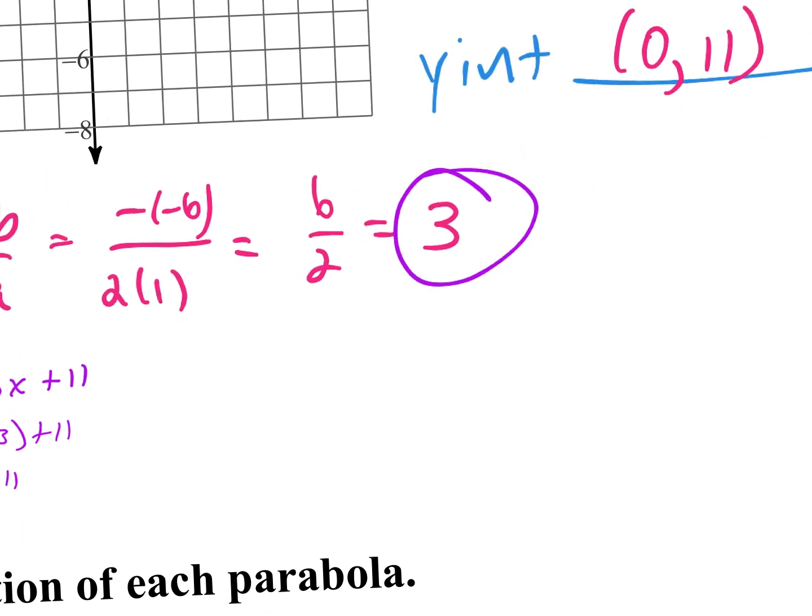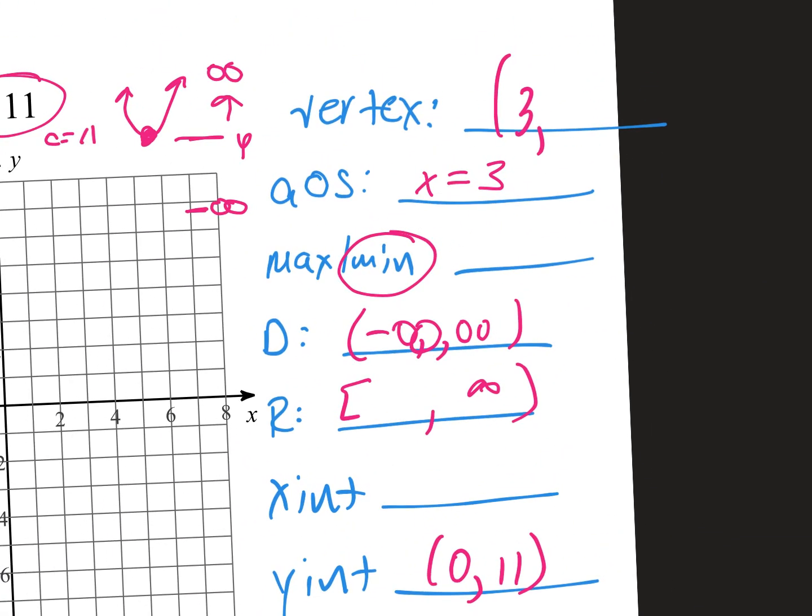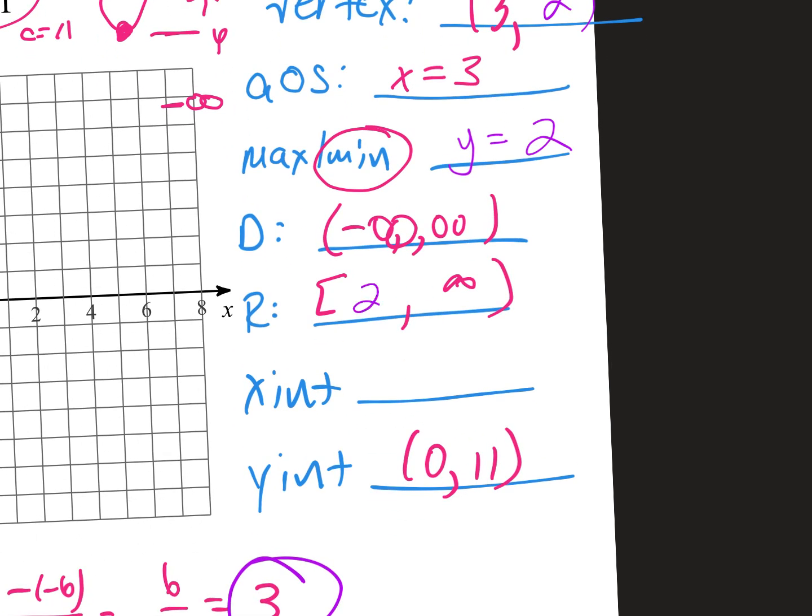Positive 2. There you go. So my vertex is at (3, 2). My minimum value is at y equals what? 2. My range is from 2 to infinity.